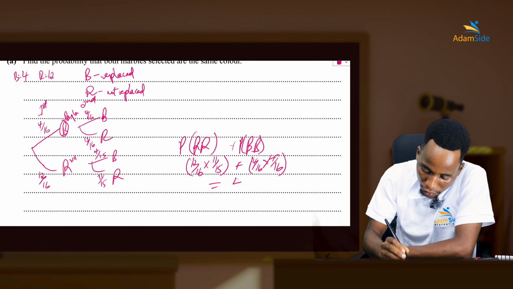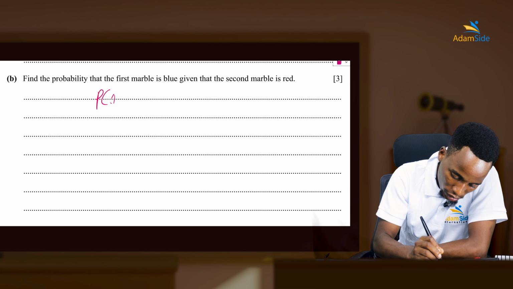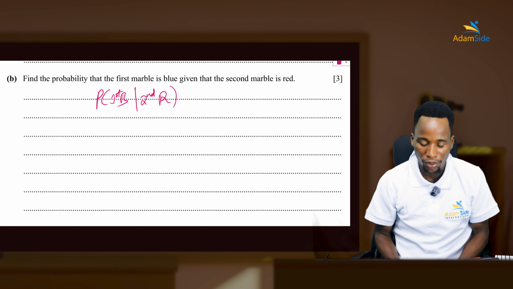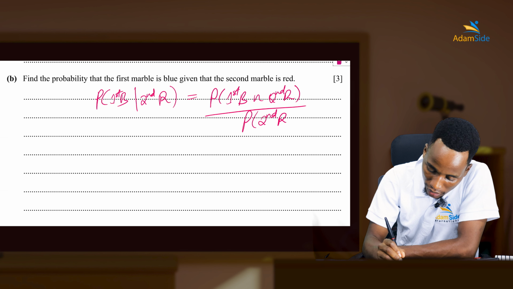Part B says find the probability that the first marble is blue, given that the second is red. So this is conditional probability. So if we use the formula of conditional probability, this is going to be the probability of first blue intersection second red, over the probability that the second is red.